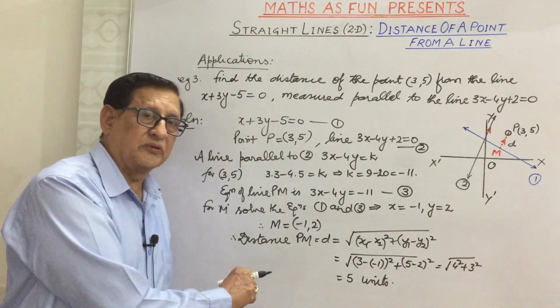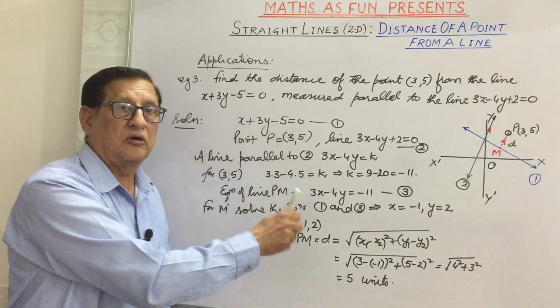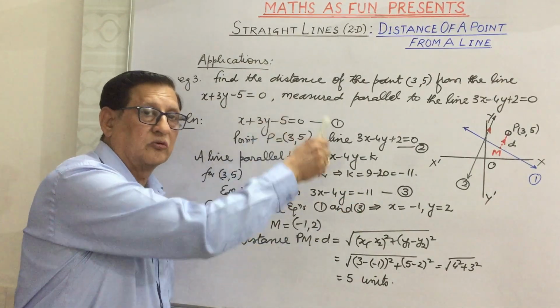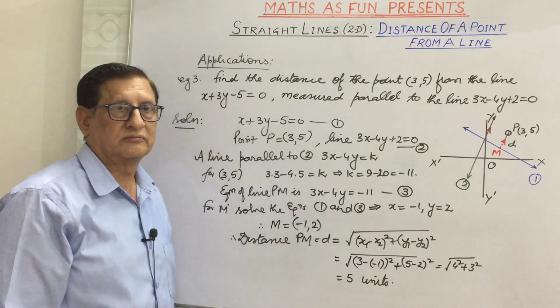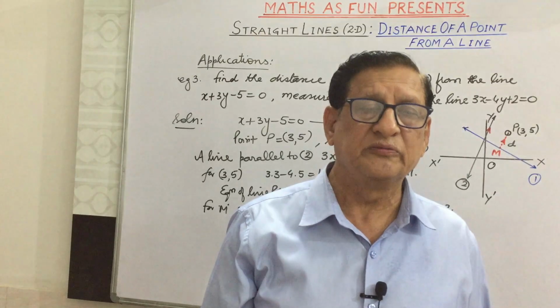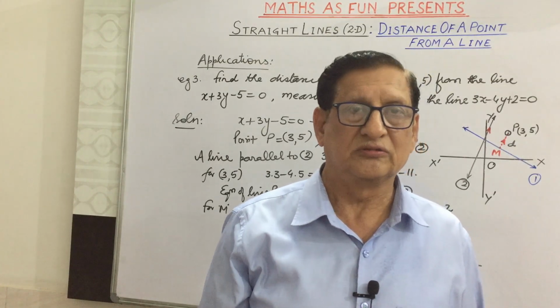So by this example, we have understood how to find out the distance of a point from a line measured parallel to a given line. In the next video, we will learn about the transformation of the axis, or we can say shifting the origin.